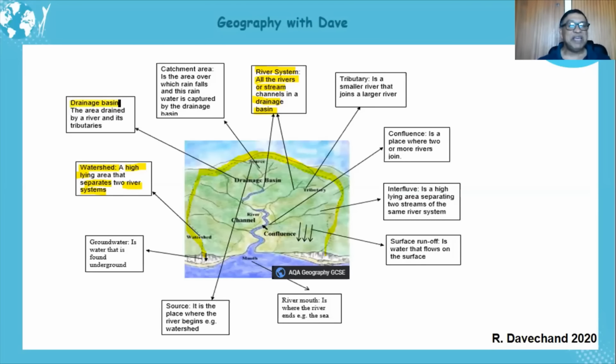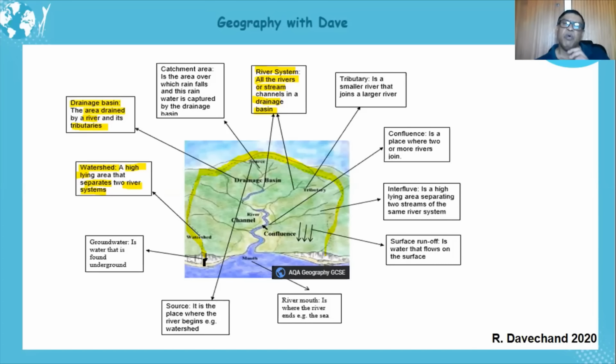A drainage basin is an area drained by a river and its tributaries. Can you see this area here? It's found within that watershed, and there are rivers here draining the water. It flows on the surface and gets into this river. So the river is actually draining this whole area down here. Now, can you see the linkage?